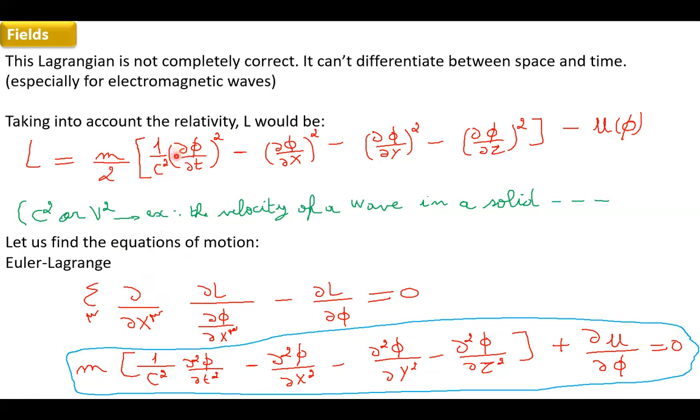The derivative with respect to t of del phi over del t squared is 2 times the second derivative of phi over t, so del squared phi over del t squared. You can cancel the 2 with the 1/2, so you keep 1 over c squared, del squared phi over del t squared. Here, don't confuse the second derivative with the derivative squared. In the Lagrangian, it's the first derivative squared, del phi over del t squared. Here, it's the second derivative, del squared phi over del t squared.